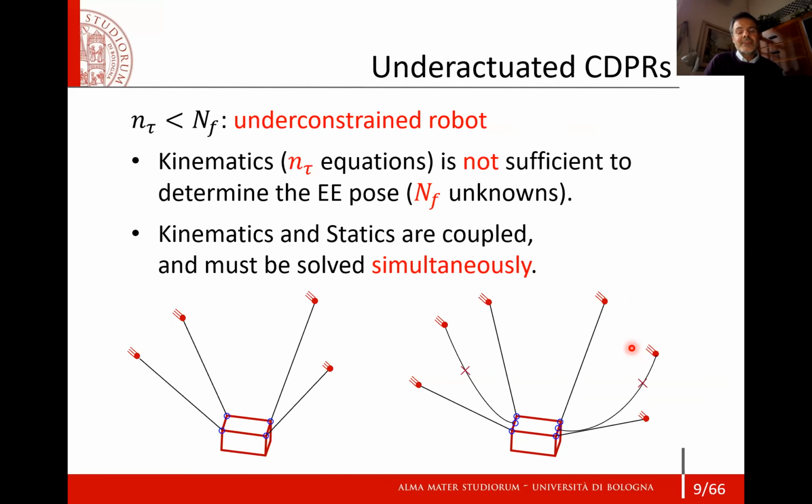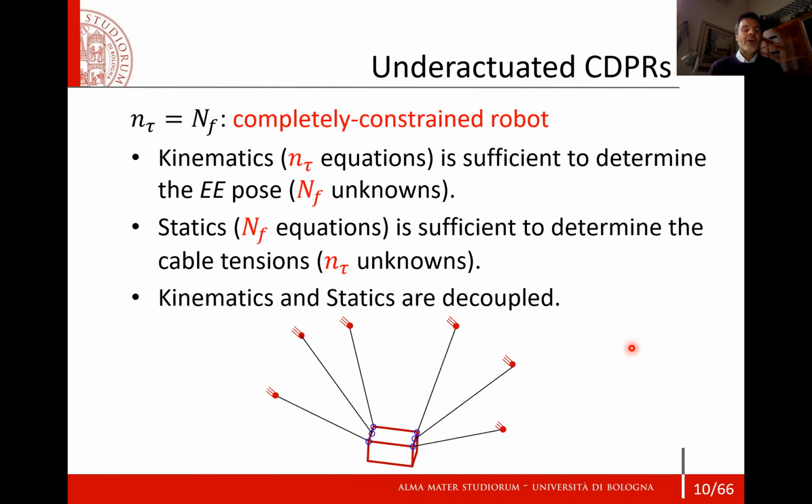So the peculiarity of under-constrained systems is this: kinematics is not sufficient to determine the pose of the end effector, but if we consider mechanical equilibrium as well, we can determine it. So kinematics and statics are coupled and they must be solved simultaneously.